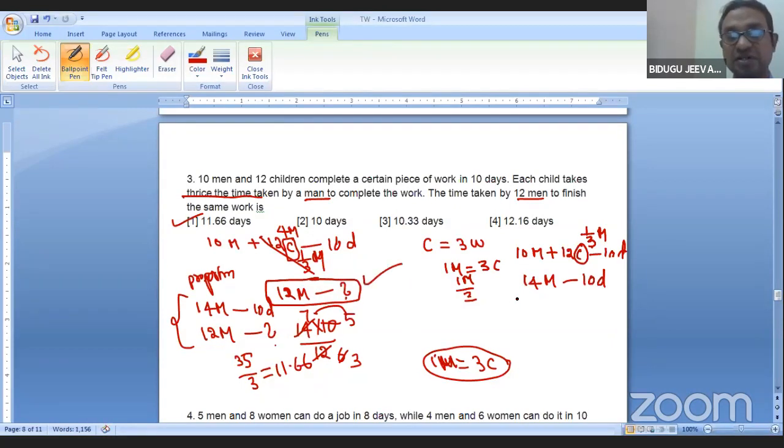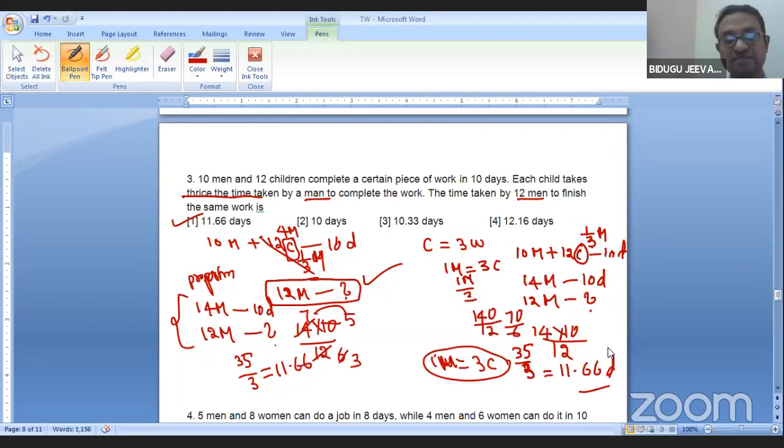Your requirement is 12 men can do how many days? So you can get 14 into 10 by 12, right? It is 140 by 12, 70 by 6, or 35 by 3. So 11.66 days. Is it clear?